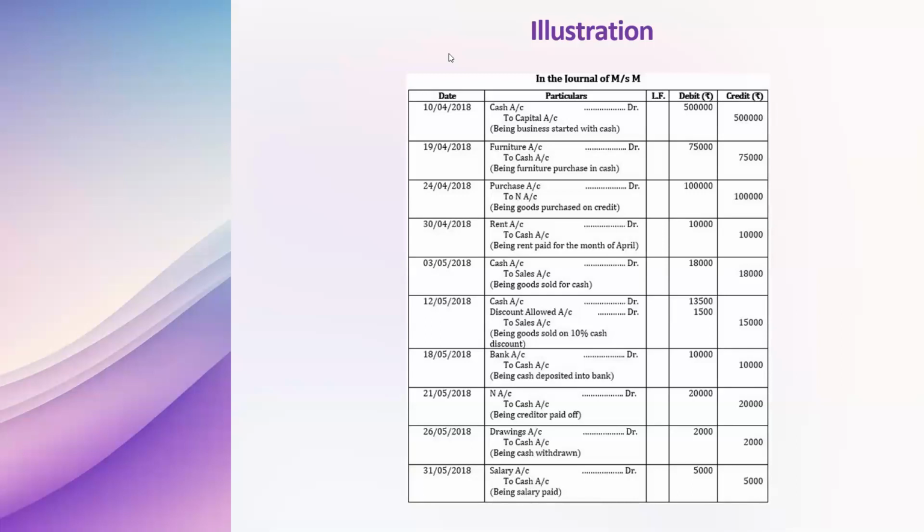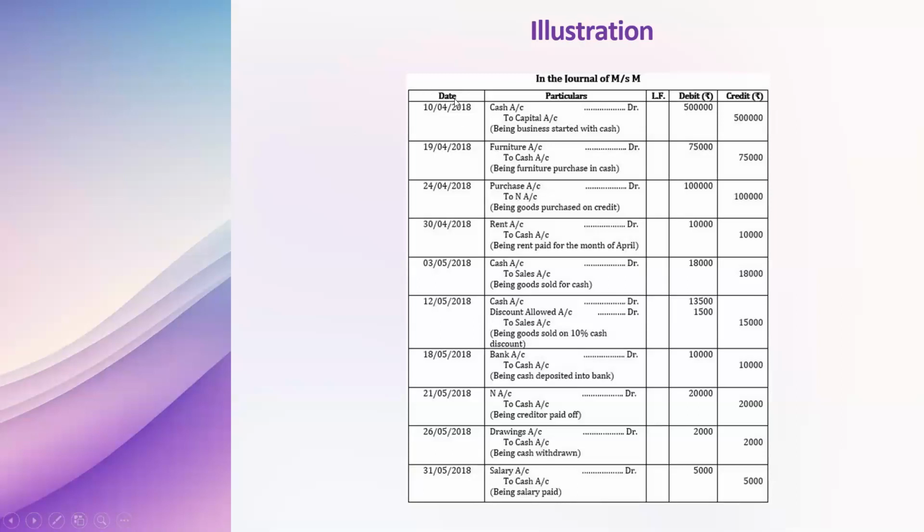And then comes the narration, being business started with cash. So this narration helps in understanding the entry being made. And then you can see there are 5 columns. So journals are always maintained in 5 columns.